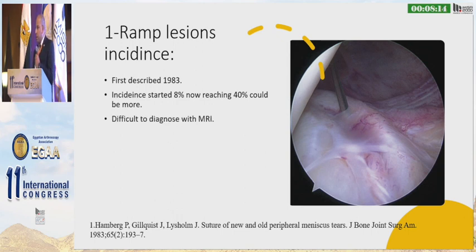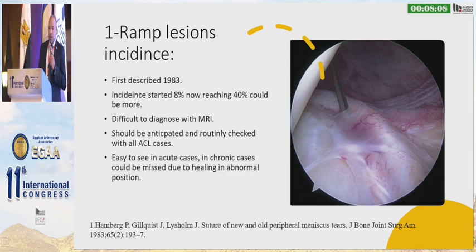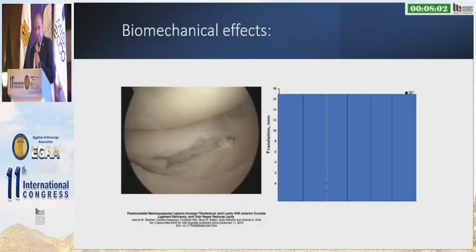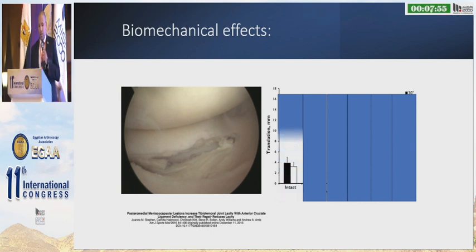It's difficult to diagnose with MRI. It should be anticipated and checked in all ACL cases. It's easy to see in acute cases. In chronic cases it could be missed due to healing in abnormal position. Regarding the biomechanical effect of the ramp lesion, it affects the stability of the knee, both anteroposterior stability and rotational stability.